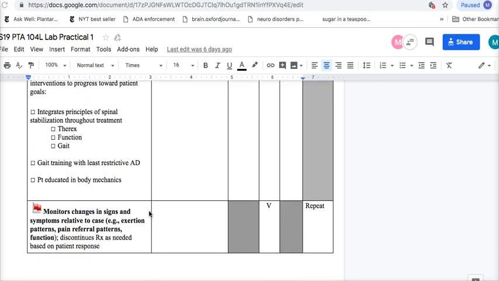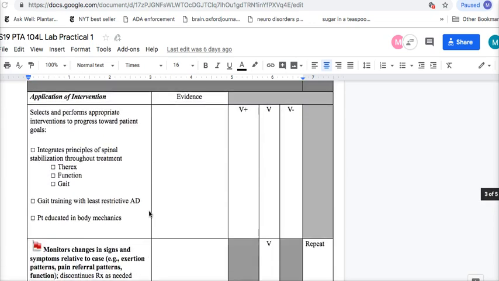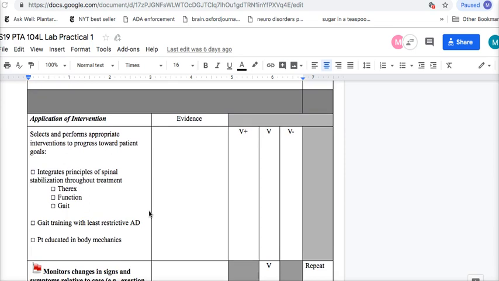Gait training with the least restrictive device. I have confidence you know what that means. And body mechanics: this is incorporating those spine mechanics and postural mechanics of normalizing posture and creating symmetry versus asymmetry, and how a person is standing or how they're sitting, and doing so in a way that's going to help that person move in a much more efficient way.